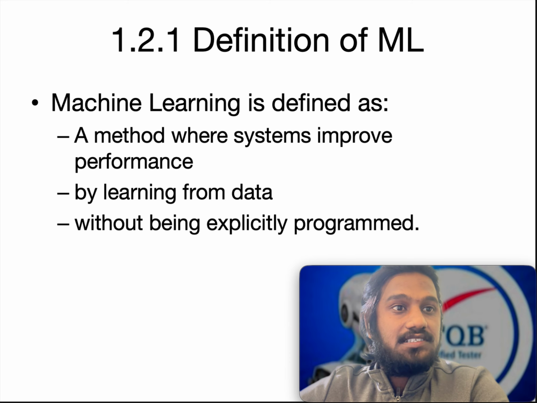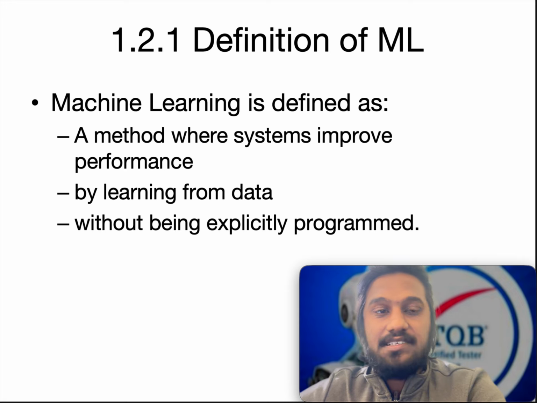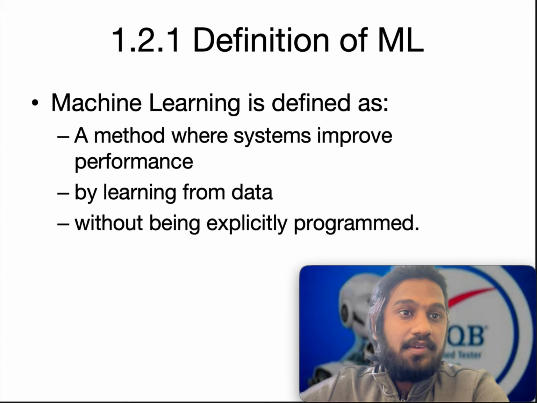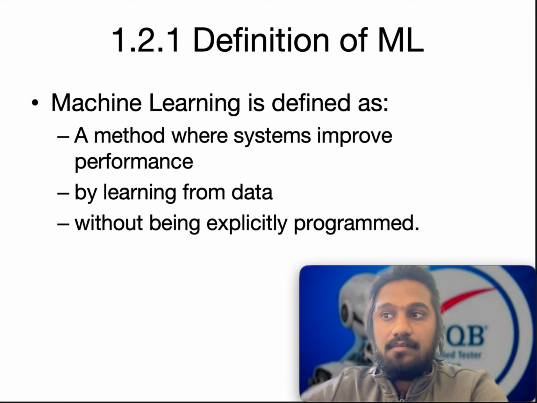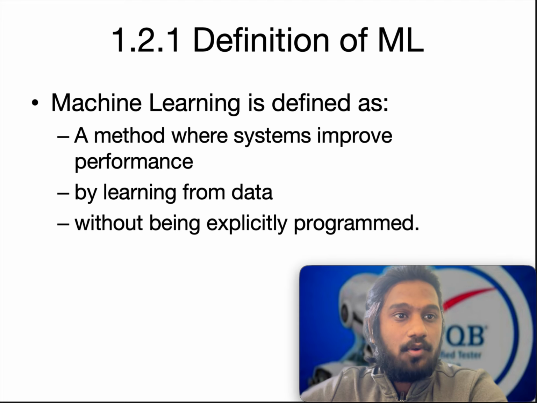Machine learning is defined as a method where systems improve their performance by learning from data without being explicitly programmed. So let us understand this carefully. Improve performance means accuracy increases over time. Learning from data means knowledge coming from examples. Without being explicitly programmed means we do not hard code every rule. So for the exam, remember this phrase: learning from data without explicit programming.